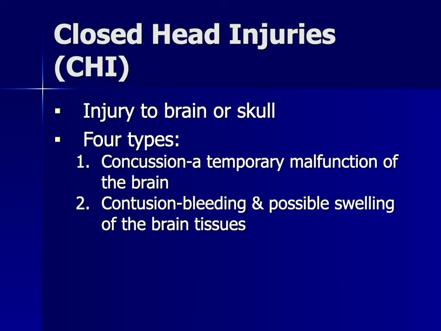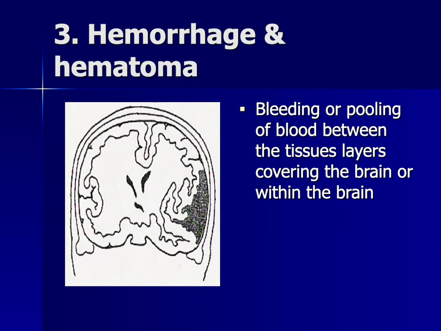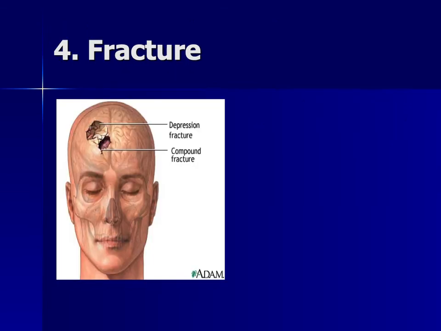Contusion, bleeding, and possible swelling of the brain tissues. Bleeding or hemorrhage and hematoma. Hemorrhage means bleeding. Hematoma is when the bleeding gets hard. That's bleeding or pooling of blood between tissue layers covering the brain or within the brain, and we're going to talk about that one more. And skull fractures, or fractures that crack or break the skull.